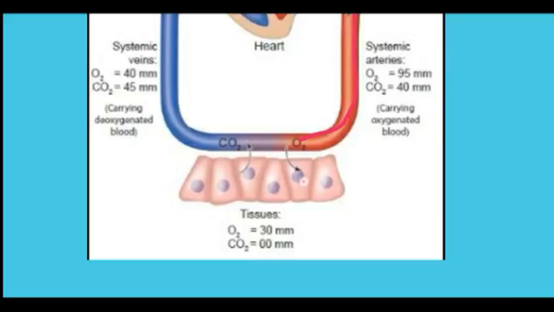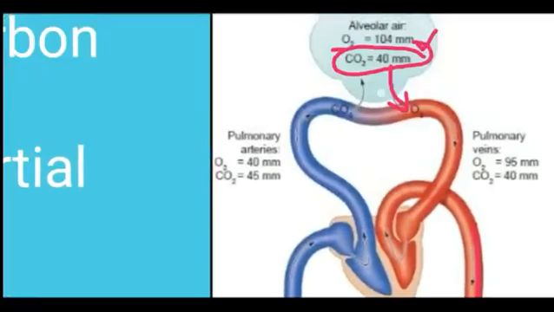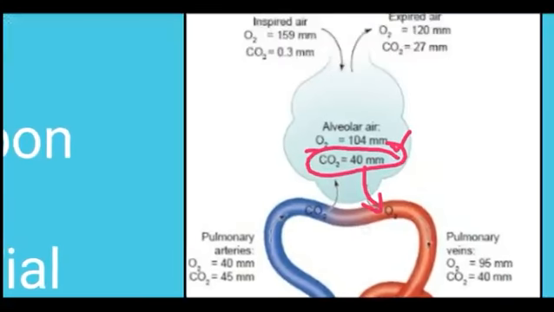So in the tissue, the partial pressure of carbon dioxide is higher than that of oxygen. The carbon dioxide diffuses into the blood and the oxygen diffuses into the tissues, and the blood is carried to the alveoli through veins to release the carbon dioxide, to expel the carbon dioxide out.